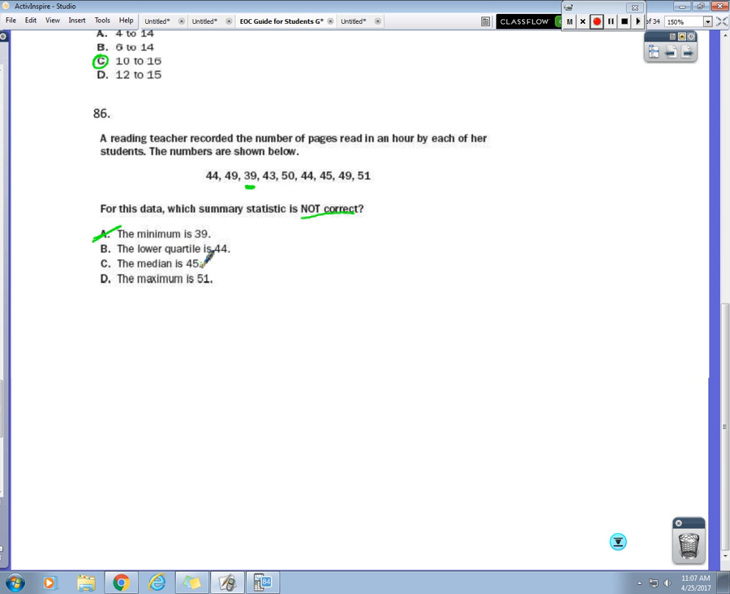You're slowing us down. Let's skip lower quartile for a second, because that's not something that's simple to find, like minimum was. Median is also not just something you can find right away, but maximum is. It's the maximum 51. Okay, but we're looking for not correct, so D's out. So it's either B or C. So aren't we going to have to know the quartiles? How do you find the quartiles? Put them in order. Well, we already know 39 is the lowest, 51 is the highest, so let's list them in between.